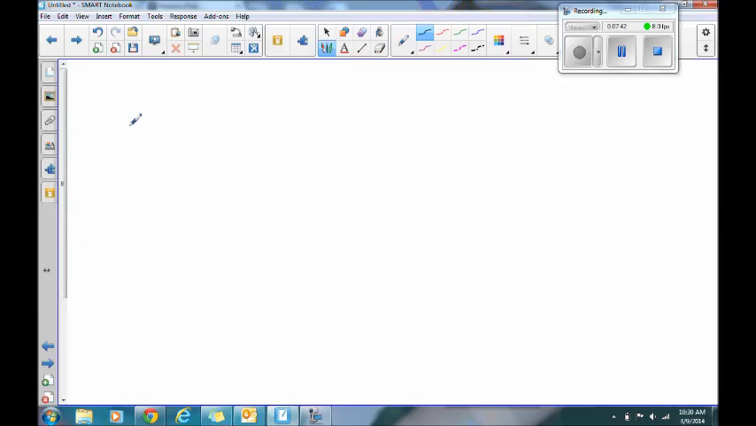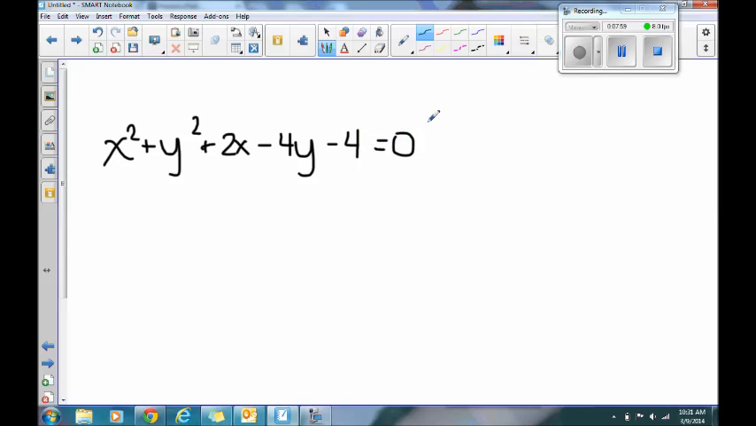Now, unfortunately, they don't always give us our equation in that form already. Still getting used to this tablet, so I'm sorry my writing's kind of crazy. So this would be an example of an equation given to you in standard form. And maybe I want to know what the center of this circle is, or what its radius happens to be. But it's not written in the form where I can just pull it out of the formula. So again, my goal is to make it look like this.